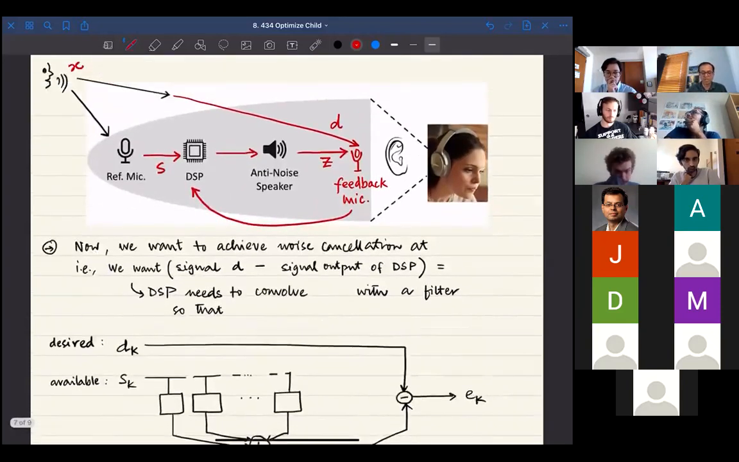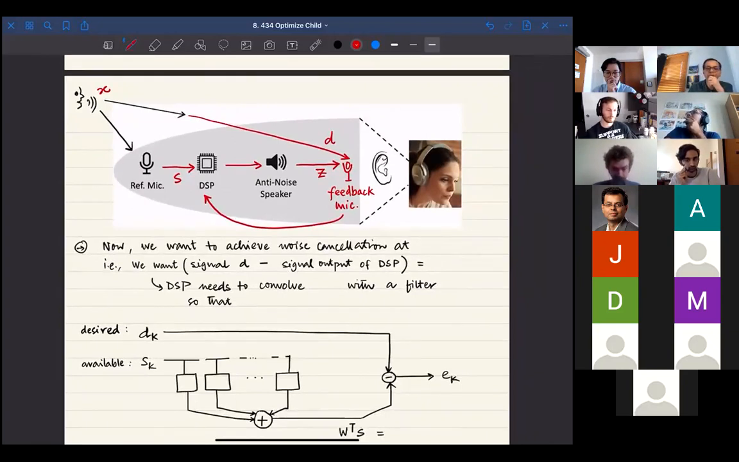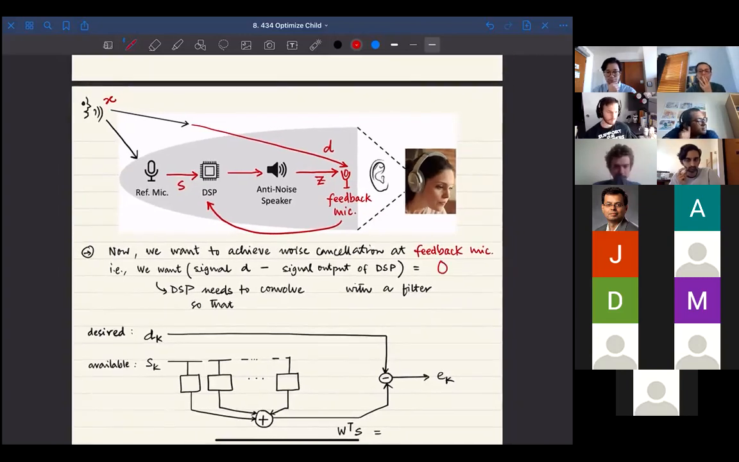Okay? So this is what is essentially going on in a noise cancellation headphone. We want to achieve noise cancellation at the feedback microphone. So we want signal D minus the signal output of the DSP to be equal to 0. You agree? Which means the DSP needs to somehow distort the signal S. And any modification to that signal S, I can represent as a filter.